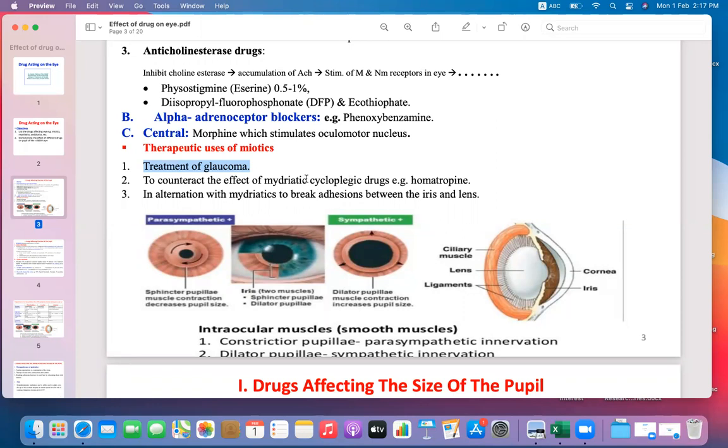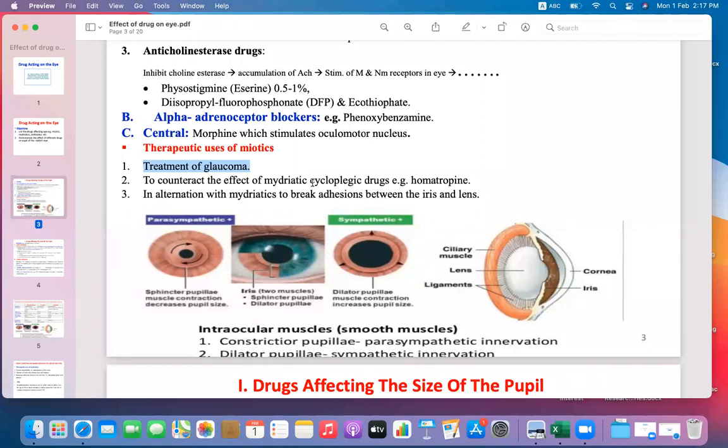Mydriatic cycloplegic. Mydriatics increase the pupil size, and cycloplegic drugs, to counteract, means opposite effect. Anti means against. What is cycloplegia? Cycloplegia is the loss of accommodation for near vision caused by a drug. We can say paralysis of the ciliary muscles of the eye. And the drugs which are responsible for cycloplegia are from the category of atropine.